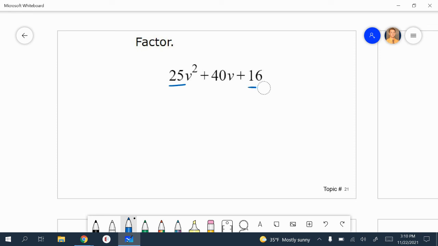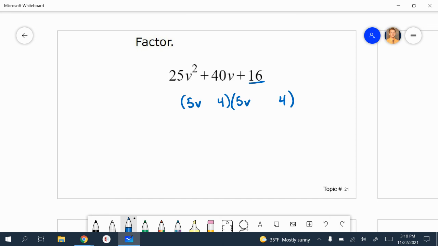If you see perfect squares in the front and the back, we can actually start by guessing and then check our work at the end. So what I'm going to do is I'm going to start like this, and I'm going to say the square root of 25 is 5. The square root of v squared is v. So if I put 5v and 5v there, those multiplied together will give me 25v squared. In the back part, I've got a 16. So if I separate that, that would be a 4 and a 4, because 4 times 4 is 16.